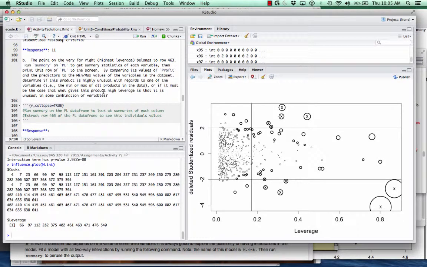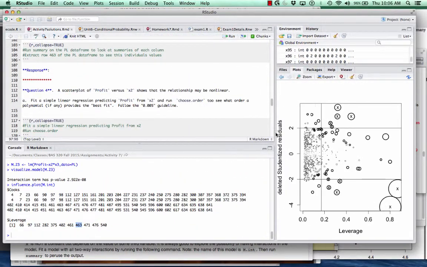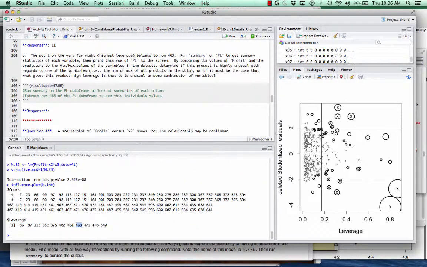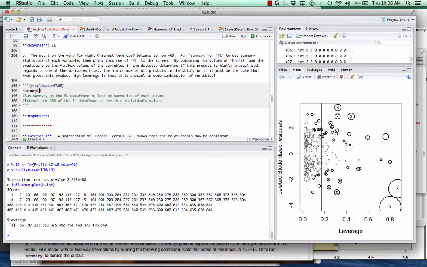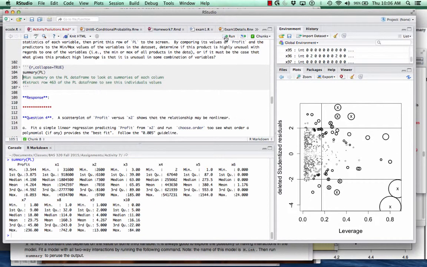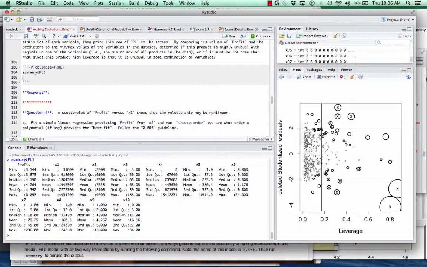All right, so let's look at one of them here, the point on the very far right, this guy right here, the one with the highest leverage, the most unusual in terms of its combination of predictors, happens to belong to row 463. So let's actually look to see if we can identify what makes this observation unusual. It might be unusual in one or more predictors, or it may be unusual in some combination of predictors. And so let's just look to see, well, what are the summary statistics for all our predictors, and what does this particular row look like? So let's extract row 463.